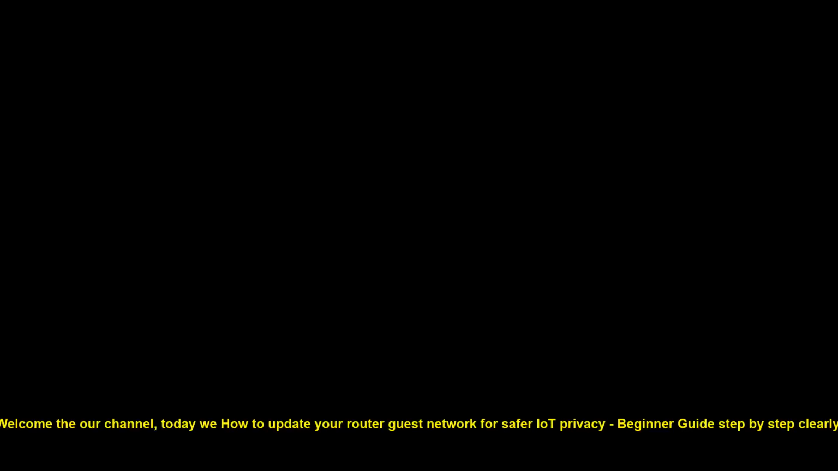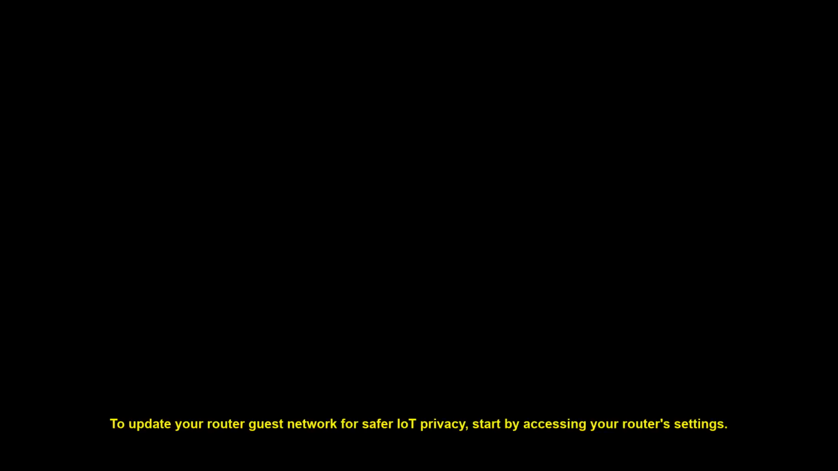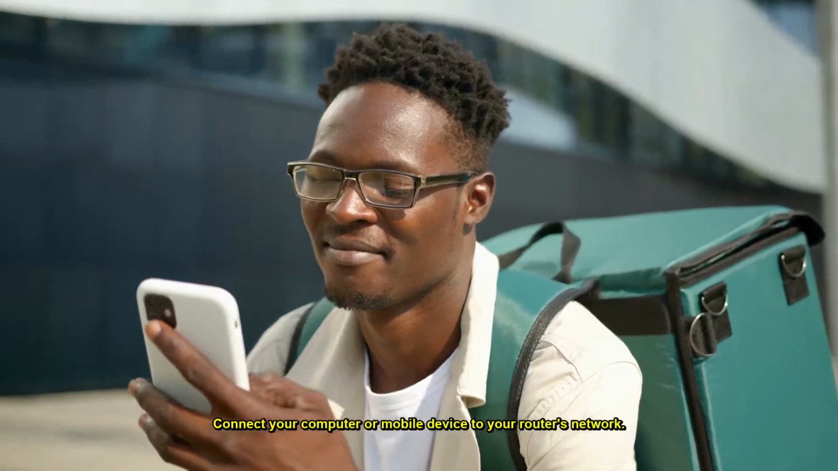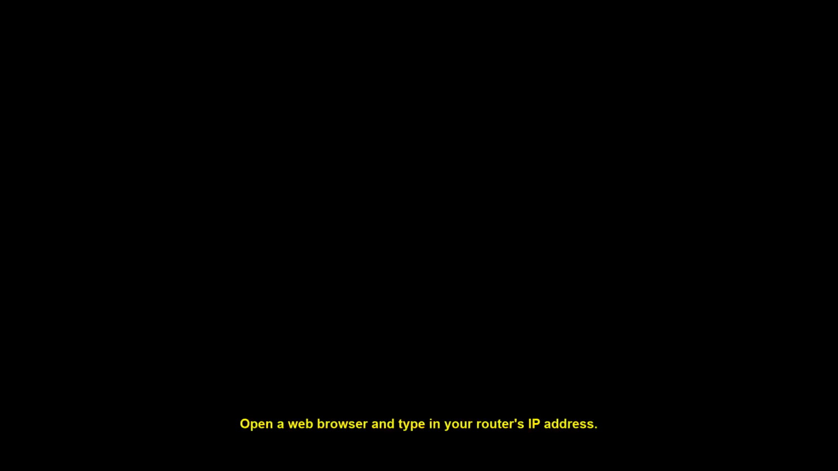To update your router guest network for safer IoT privacy, start by accessing your router's settings. Connect your computer or mobile device to your router's network. Open a web browser and type in your router's IP address.